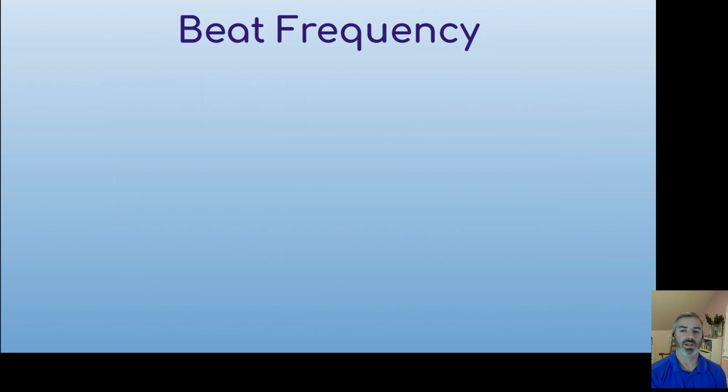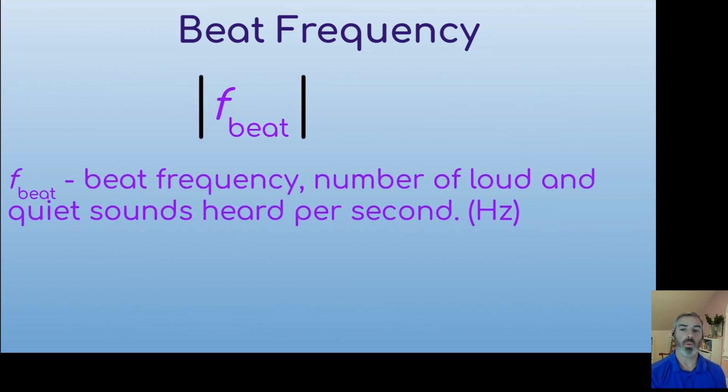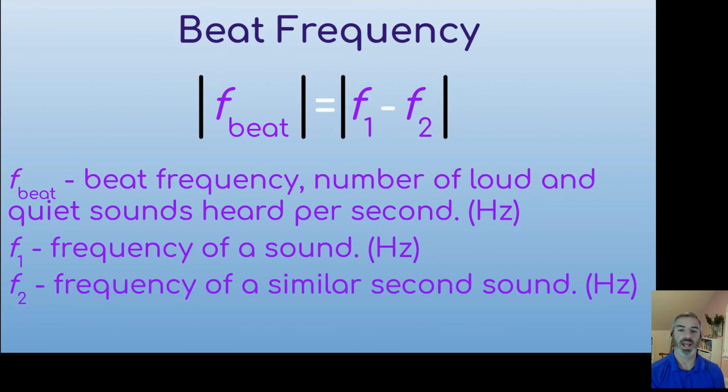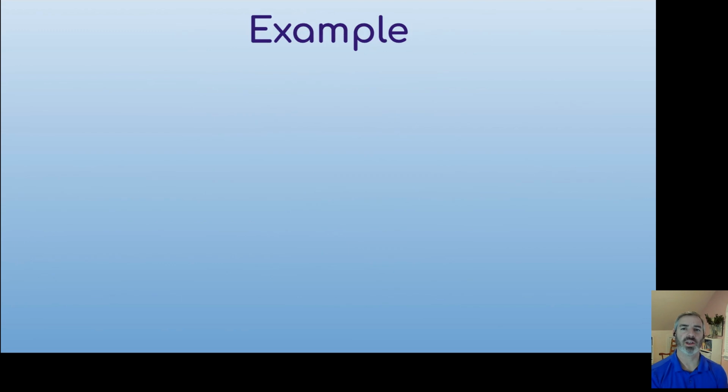So to calculate the beat frequency, which is the number of loud, quiet sounds that you hear per second, all we're going to do is take the absolute value of the frequency of one of the sounds, and then subtract the frequency of the second sound, and that's going to give us the beat frequency. That's how many loud, quiet times we're going to hear per second. Let's look at another example problem.